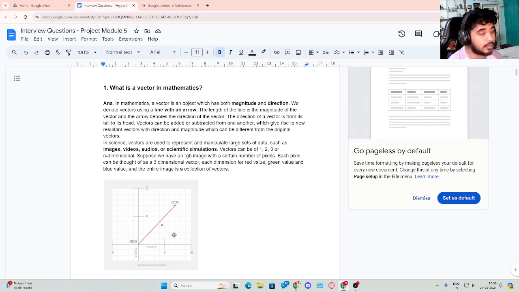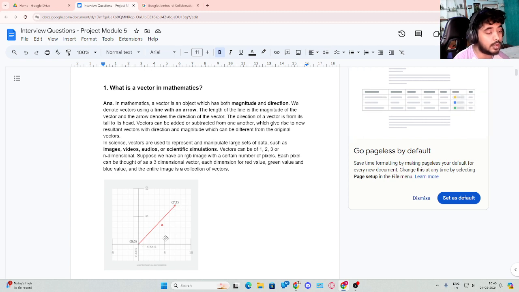The magnitude is equal to the square root of 7 square plus 7 square, which is the square root of the sum of the squares of the individual components, and it is the length of the line. If the magnitude is greater, the length of the line is greater, and the vector also has direction, which is the angle it makes with the x-axis. So this is the direction.